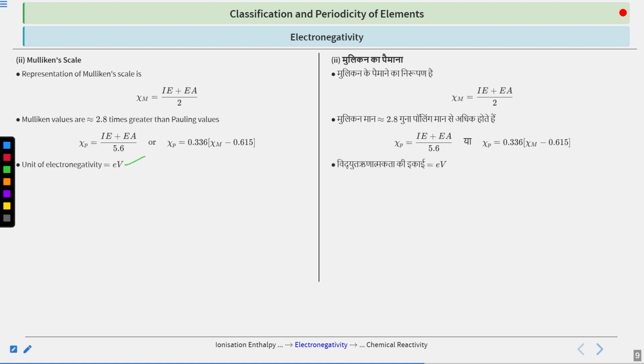What is the unit of electronegativity? It is simply eV. And for noble gases, it is taken as 0. Why? Because they have no tendency to attract electrons, as they have a complete octet.